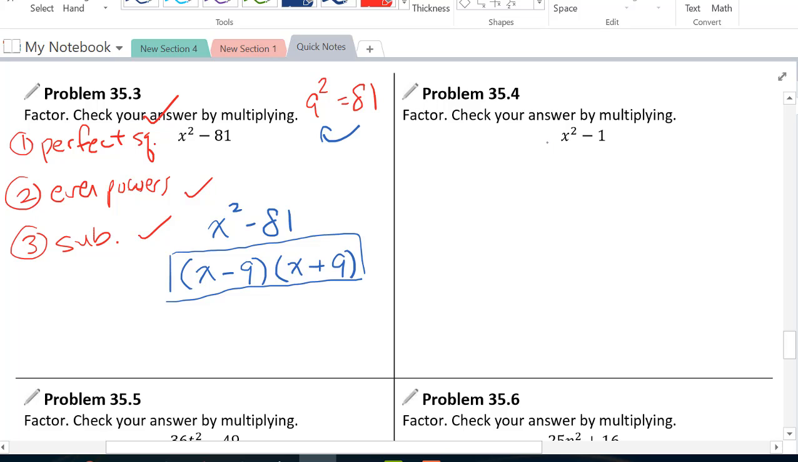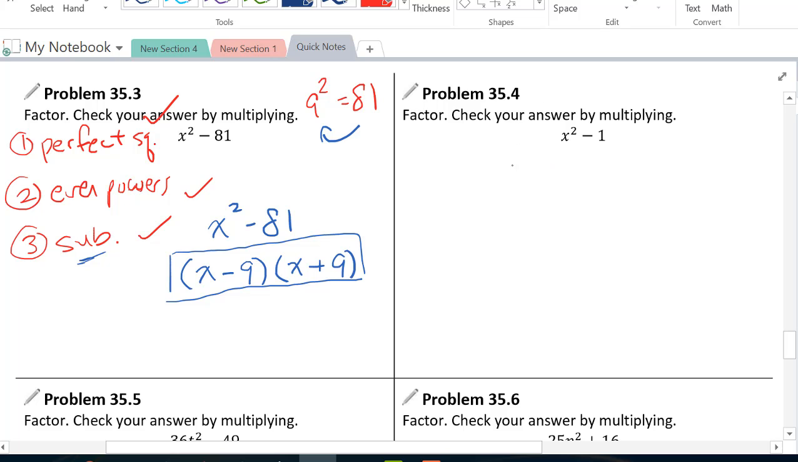Are they perfect squares? That's a 1 and a 1. Yes, they are. We said before 1 is a perfect square. Do they have even powers? Yes, it does. That's x squared, so it has an even power. So the second condition is good. What's the third condition? It is subtraction, right? So yes, it is. So there we go. We can use difference of two squares.